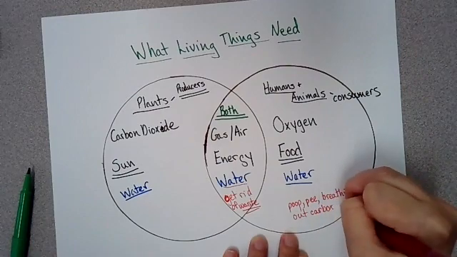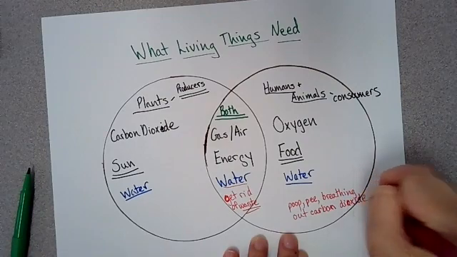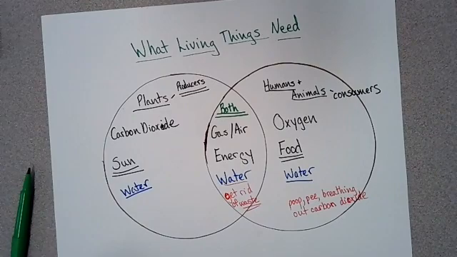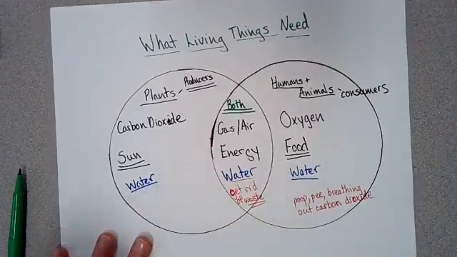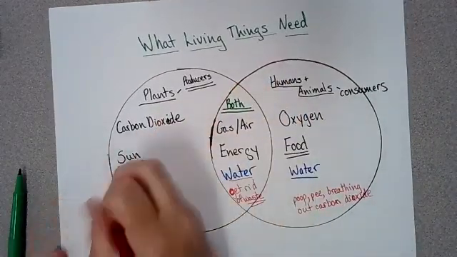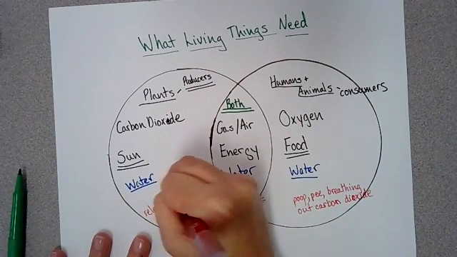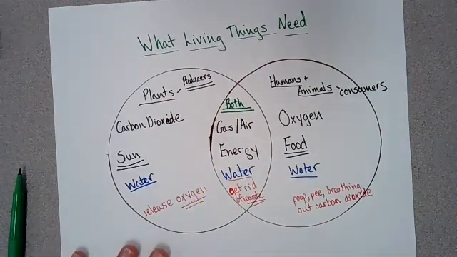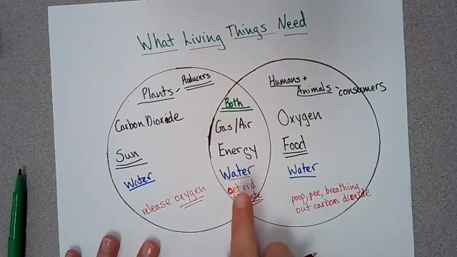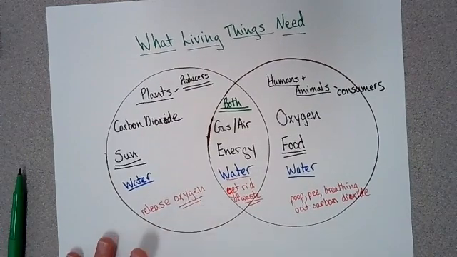Those are the waste products that humans and animals make. They make poop, they make pee, and they breathe out carbon dioxide. Now, plants get rid of their waste by releasing oxygen. So plants have to be able to release oxygen, because for a plant, oxygen is their waste. So both need to get rid of waste. We poop, pee, and breathe out, and plants release oxygen as a waste product.